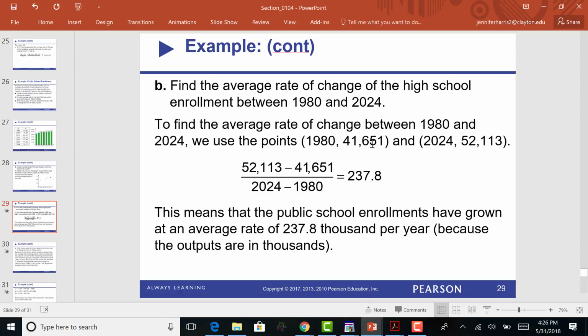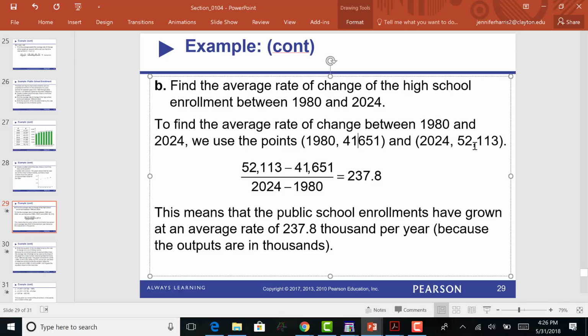In 1980, high school, and what was high school enrollment? 41,000. Okay, there shouldn't be 2 commas here, because I don't want you to confuse and think there doesn't need to be a comma here. I'm gonna actually take it out so you won't think 2 commas are needed. Alrighty, and the enrollment projected for 2024? Okay, can you see how I just plop these numbers into the slope formula? And do the math, and it comes out to be, alrighty, 237.8.